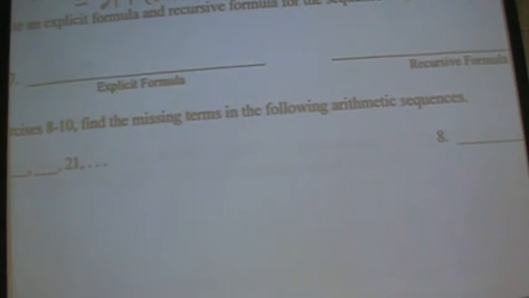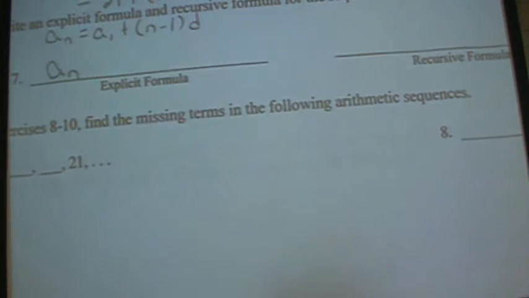Number 7, it wants you to write the explicit and recursive formula for the sequence given. So this is just writing it in general terms because we're not looking for a specific term. So again, we know that our explicit formula is an equals a1 plus n minus 1 times d. So plugging in the numbers that we know, we're not looking for a specific term, so we leave an alone.